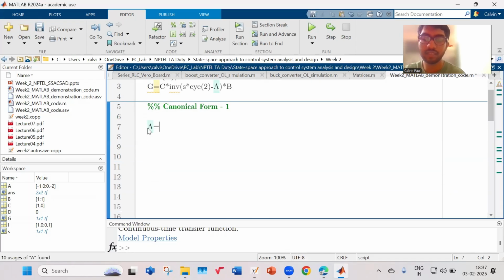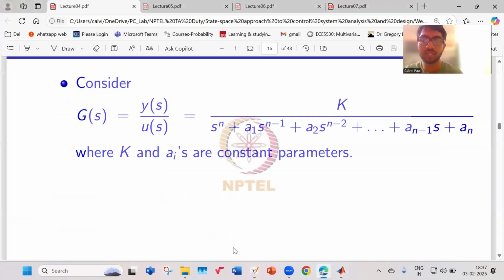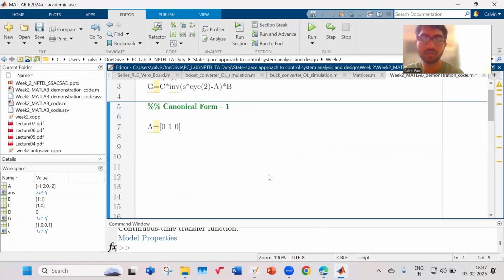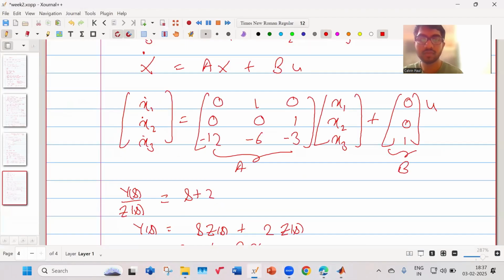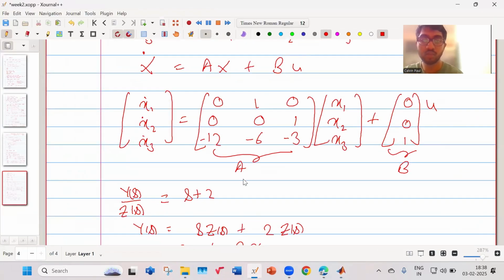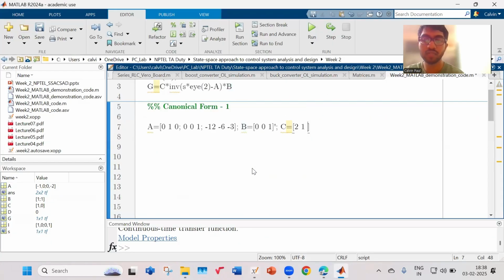That actually is A, which we got as 0, 1, 0, 0, 0, 1, minus 12, minus 6, minus 3. This A matrix, B matrix is 0, 0, 1, the transpose of this. And C matrix is 2, 1, 0.